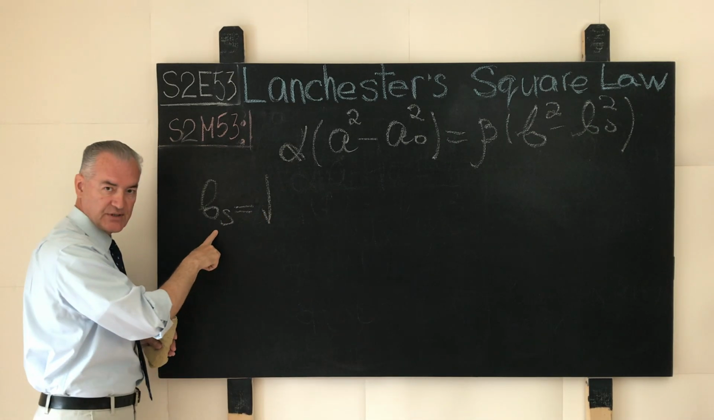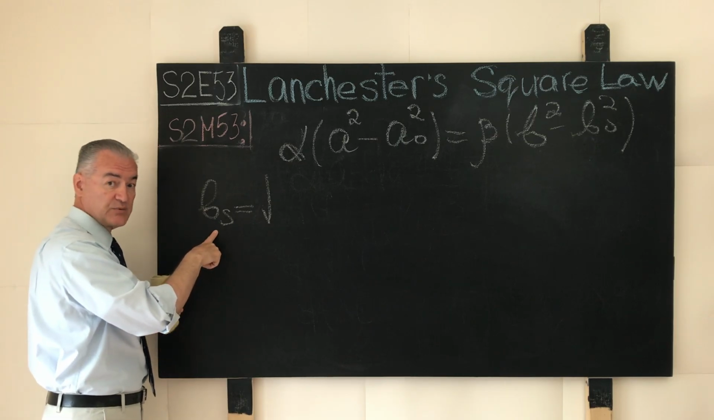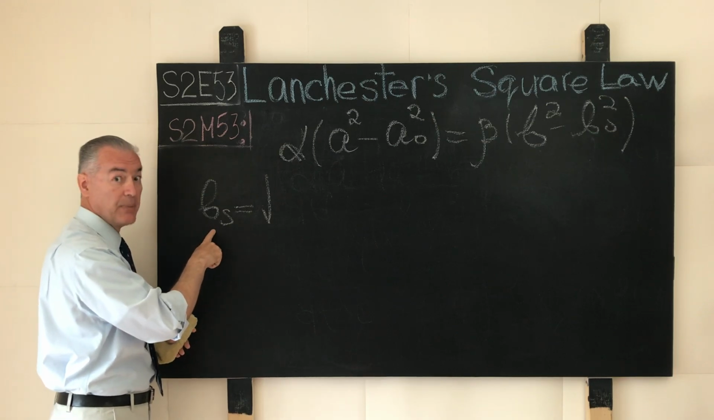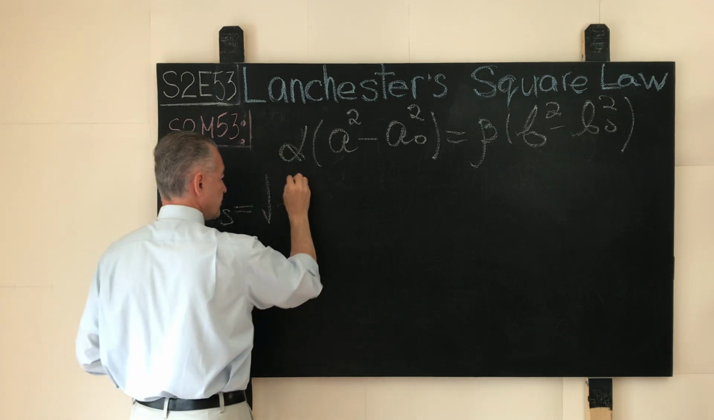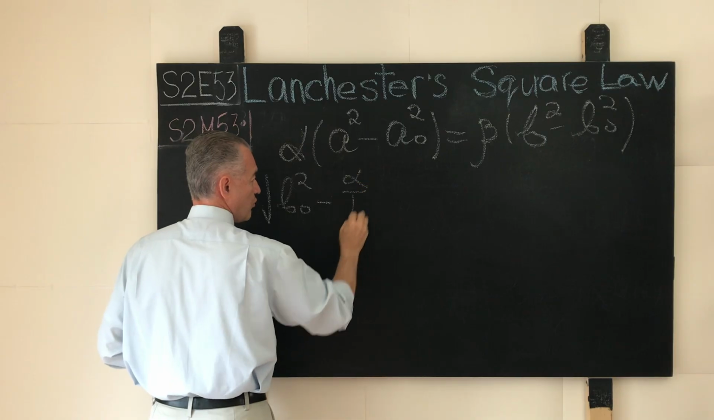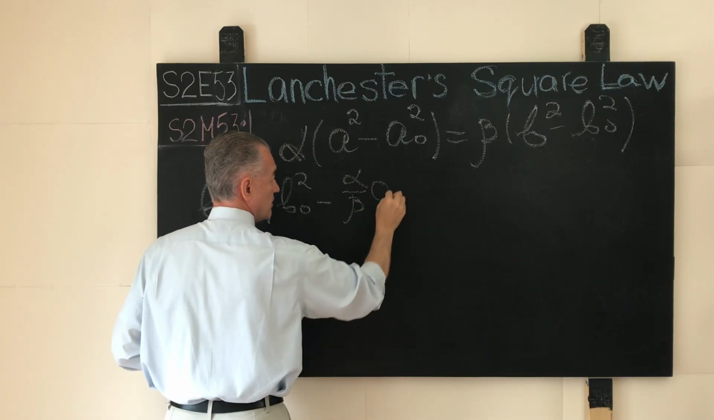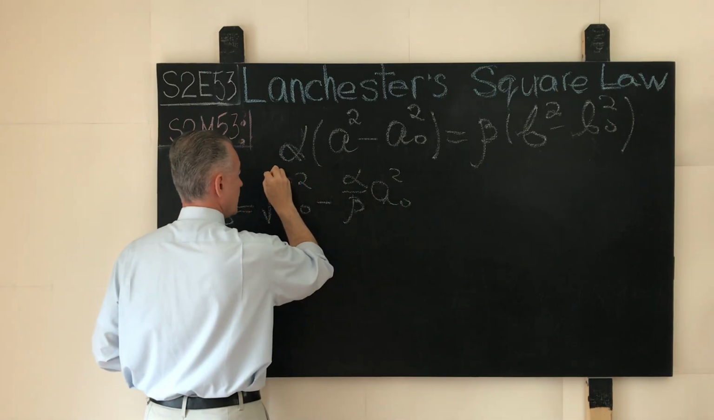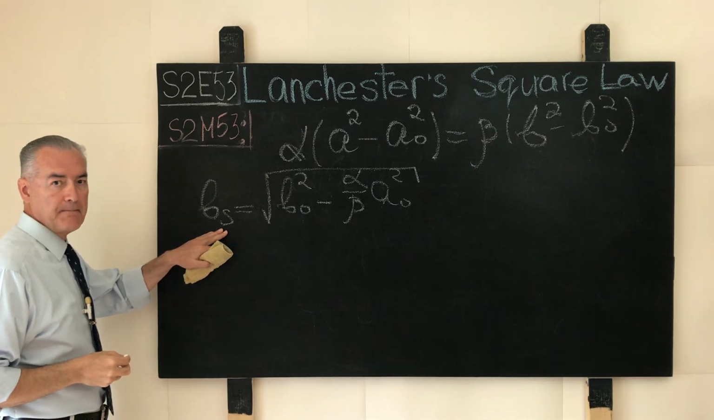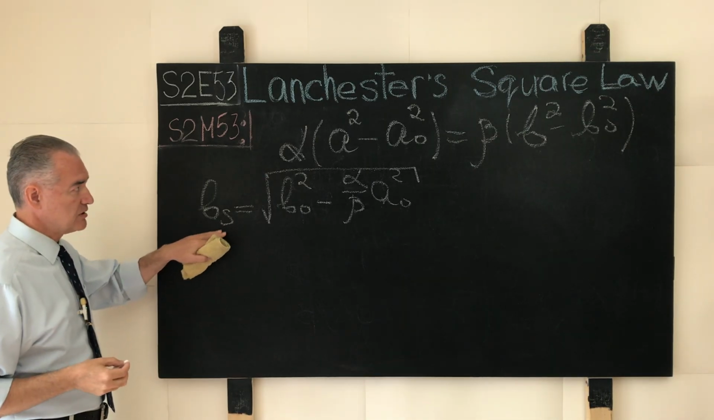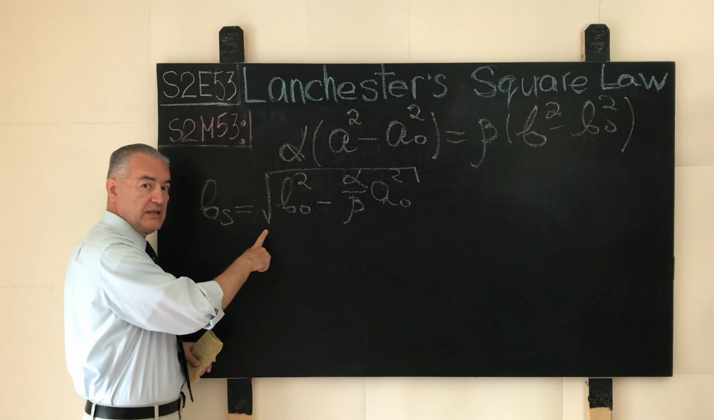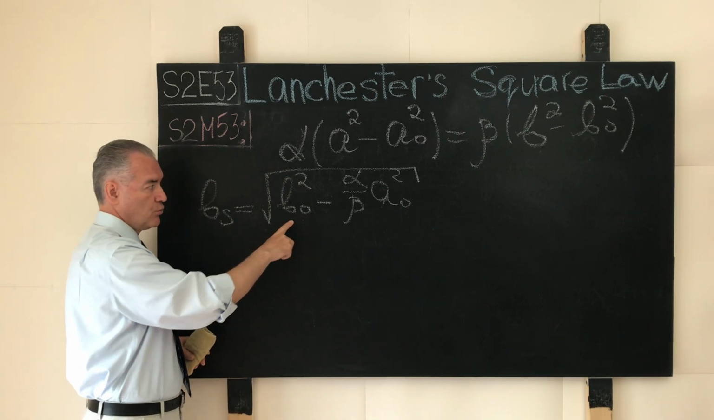Well, because this reflects the number of fighting units, be it ships of the line, tanks, soldiers, whatever it is, it has to be a positive number. So here it will be b squared 0 minus what? Alpha over beta a squared 0. There you have it. This is the number of survivors of the Army B in the fully escalated mode when the Army B completely annihilates the Army A. Now, for this number to be real, what has to happen?